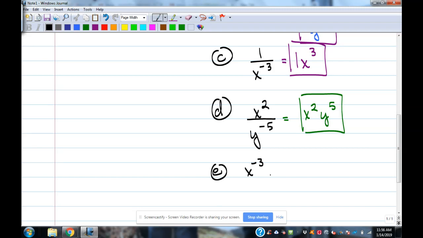X to the negative 3, y to the 6th. So there's no fraction bar in this one. It doesn't look like it's written as a fraction. So that means both of these right now are where? Well, one of them's got a negative exponent, but are they in the top or are they in the bottom? If there's no fraction written in there, they're in the top automatically.